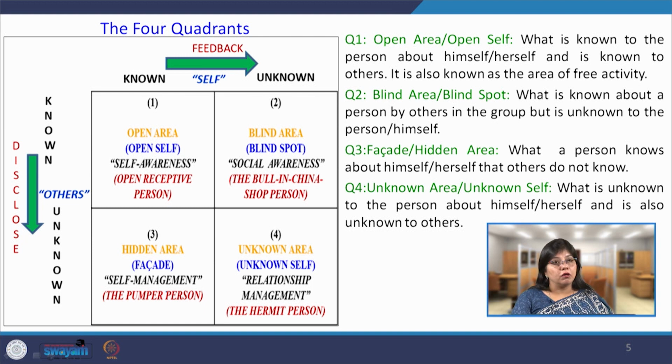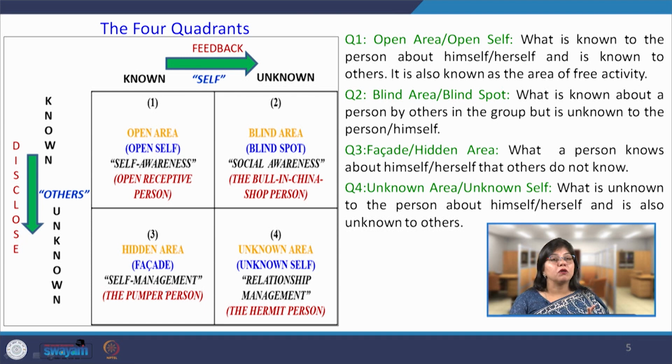According to the first quadrant, that is the open area, it is known to the person about himself or herself and is known to others. It is also known as the area of free activity. Quadrant 2, the blind area or blind spot, is known about a person by others in the group, but is unknown to the person himself. Either the person is ignorant, careless or completely unaware about himself in a particular environment, or members of the group are withholding certain information from him and keeping him in the blind spot. The other is the facade or the hidden area: what a person knows about himself or herself that others do not know.